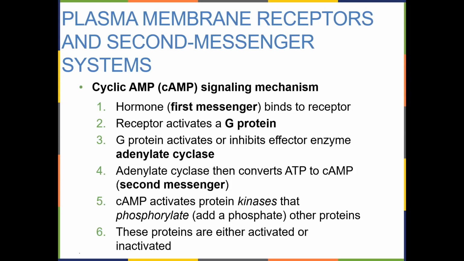Adenylate cyclase then activates ATP and converts it to cyclic AMP, which is the second messenger. The second messenger then turns on enzymes inside the cell to do whatever it's supposed to do. It's like epinephrine, for example. Epinephrine will raise our heart rate. It will increase our breathing rate. It can cause all sorts of excitatory responses in our bodies, but it only does it if it can tell the cell what to do.